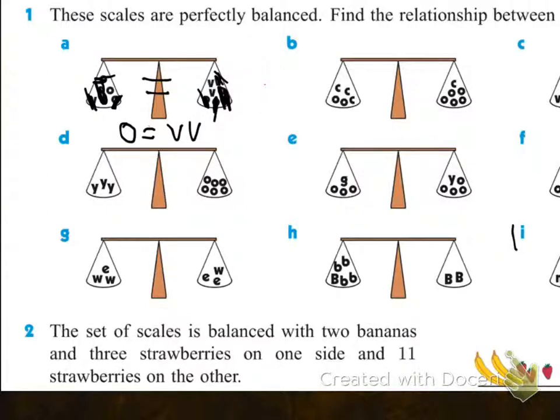So please do the rest on your own, B, C, D, E, F, G, H, I. And number 2 as well. It kind of got cut off on the screen, but it has to do with strawberries and bananas and the relationship between those using balanced equations.